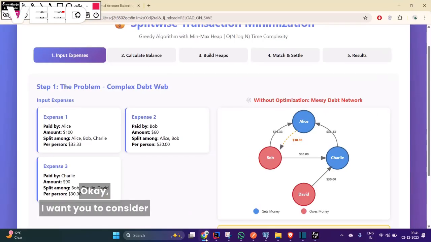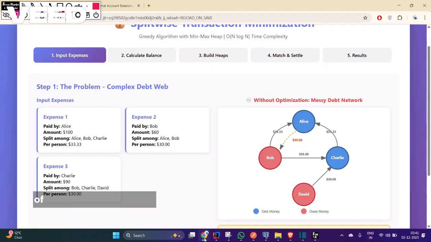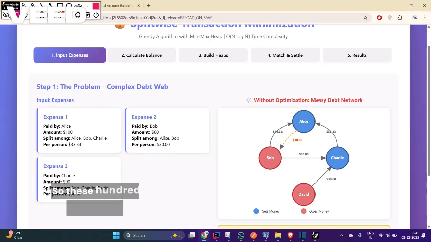Okay, I want you to consider a situation in which a group of friends goes on a tour. Let's say Alice, Bob, Charlie, and David go on a tour. In this, Alice made a payment of $100. It can be for anything. Let's say Alice made a payment for the hotel. So this $100 will be split among all his friends present at that time.